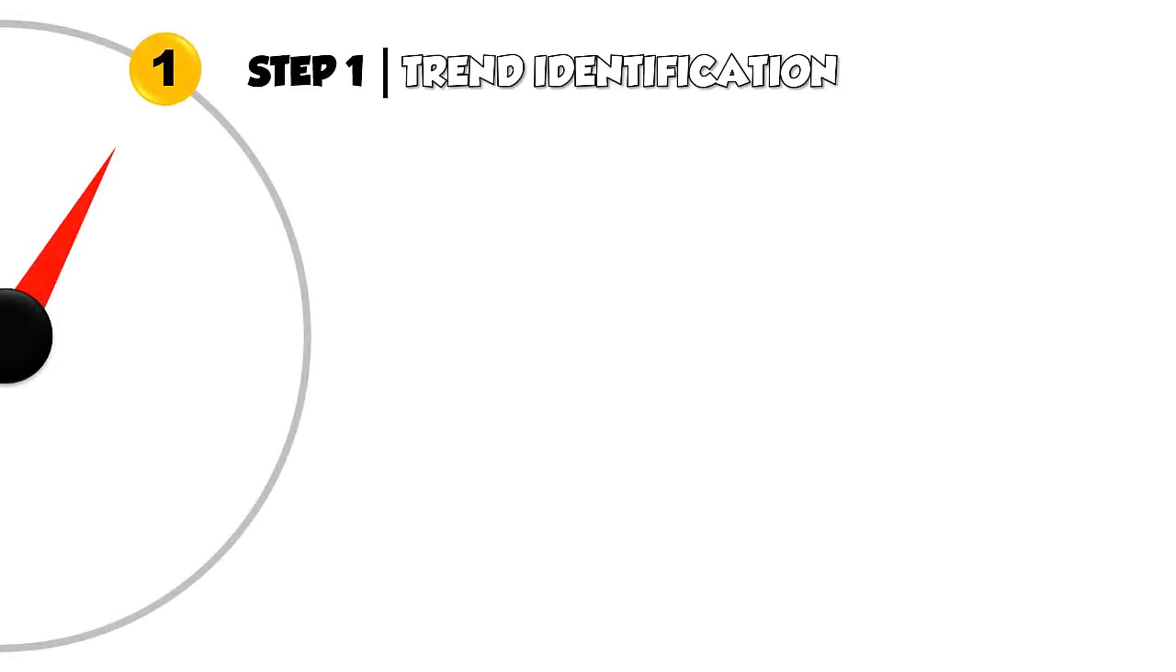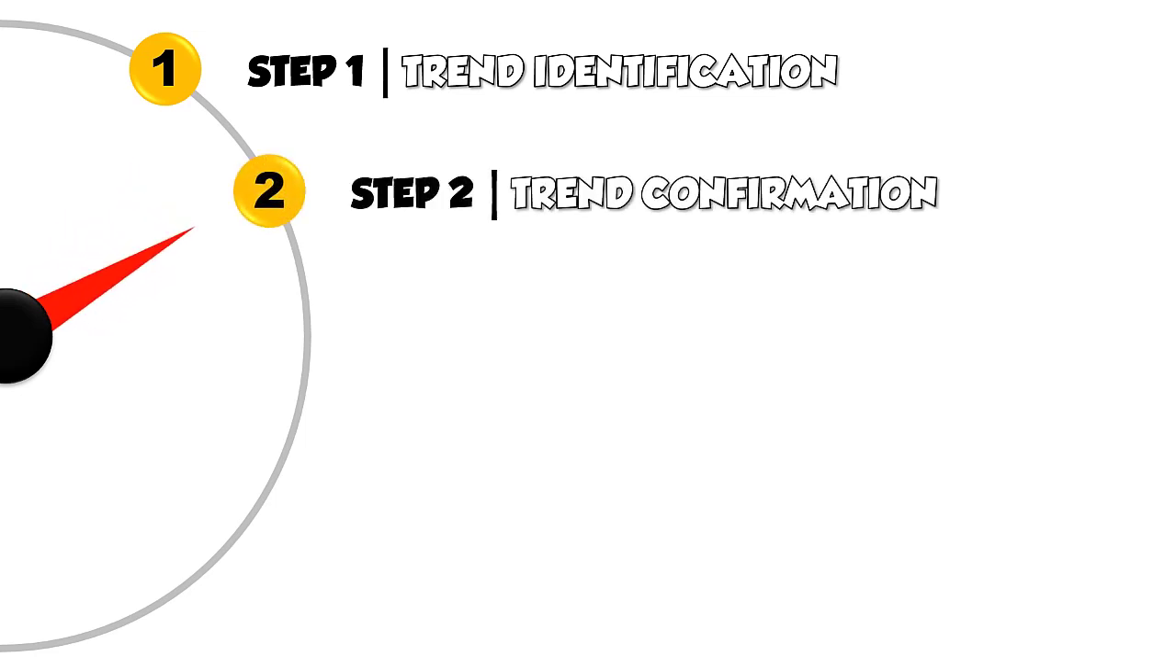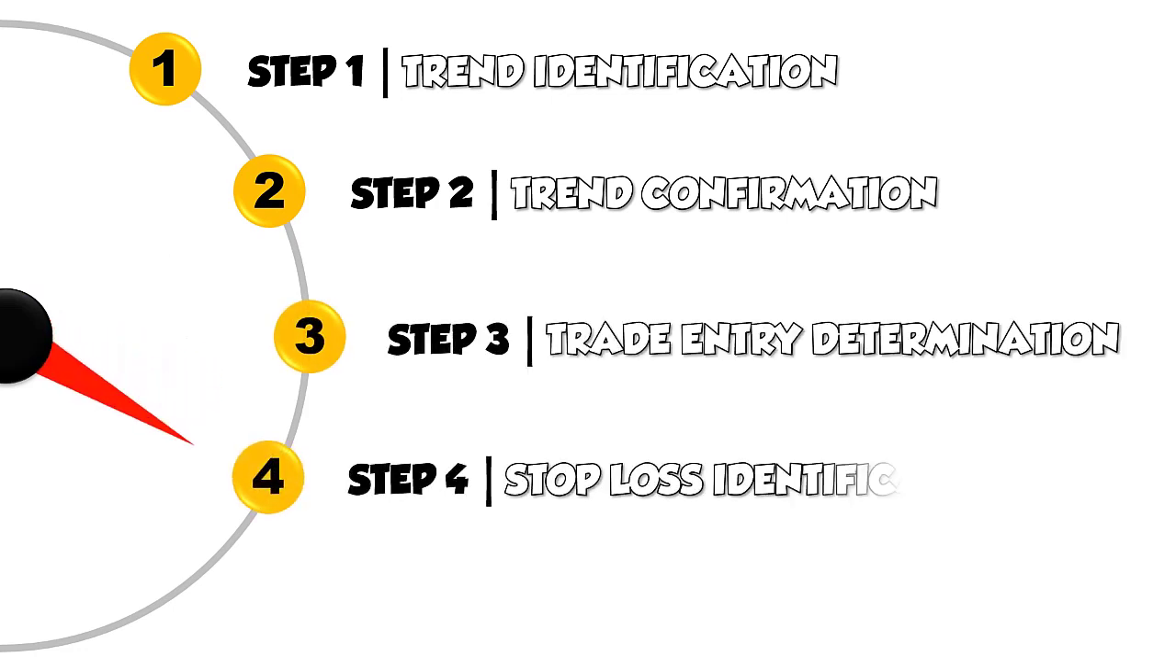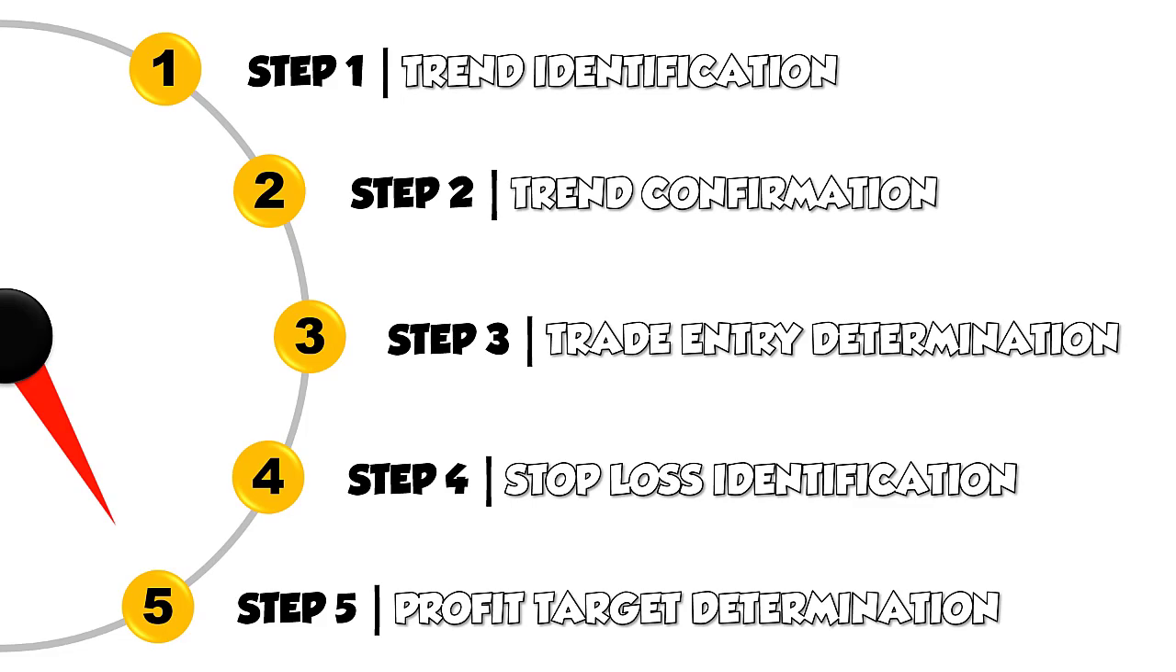The Forex trading strategy which you're going to learn in this video is made up of 5 simple steps. The first step in the strategy's low risk, high probability trade setup identification process is trend identification. The second step is trend confirmation. And right after that, we've got the third step, which is trade entry determination. The fourth step is stop loss identification. And last but not least, the fifth step is profit target determination.